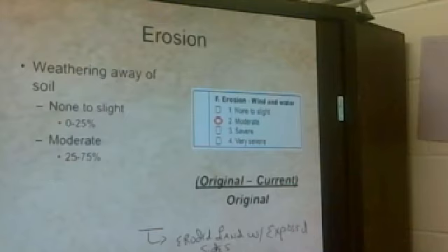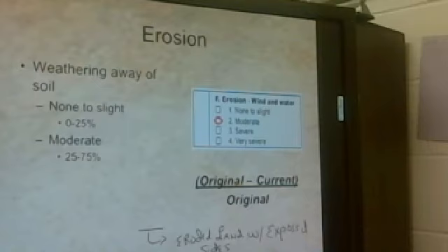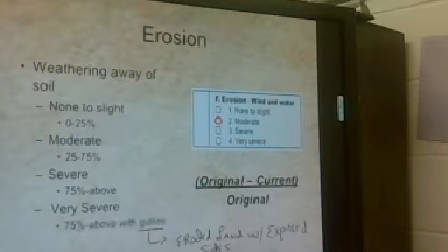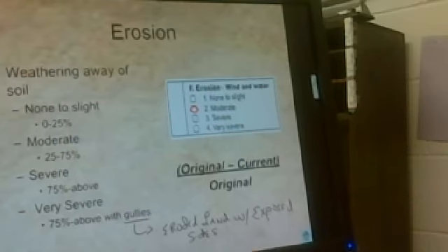No, I said that wrong. Moderate means 25 to 75% of your soil is gone. Severe means 75% of your soil is gone or above, and very severe is 75% of your soil is gone, plus there's some gullies. And a gully is eroded land with exposed sides. So that says sides down there. Lift up a little. There's the word sides. That right there says sides.